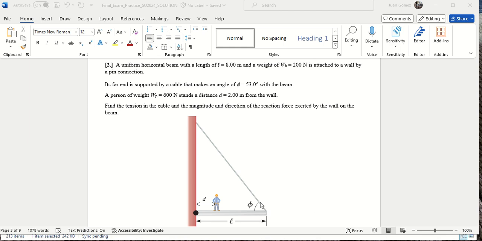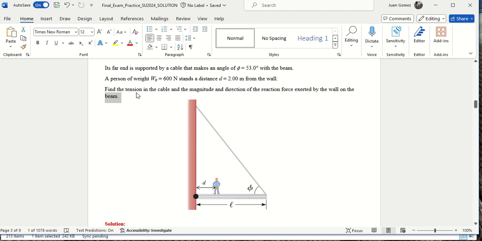The far end of the beam, the one farthest from the wall, is supported by a cable. The cable makes an angle of phi with the beam. That angle is 53 degrees. We're given phi. Then you have a person. We'll call the person's weight WP, 600 newtons. And again, we know the weight of the beam itself. We know the length of the beam, and we know the weight of the beam is 200 newtons. We know the weight of the person is 600 newtons. We know the angle. We know L. We know D, the person's distance D from the wall.